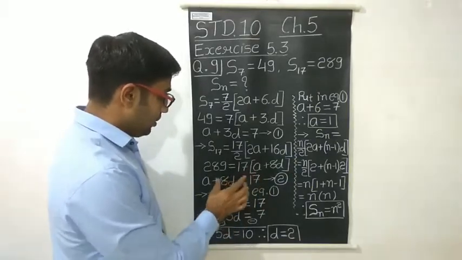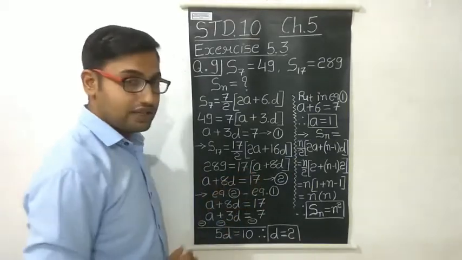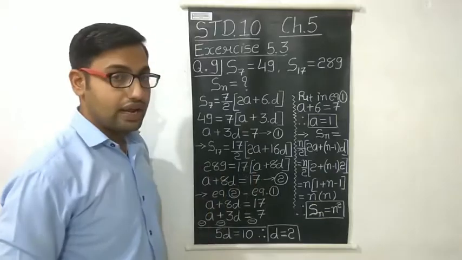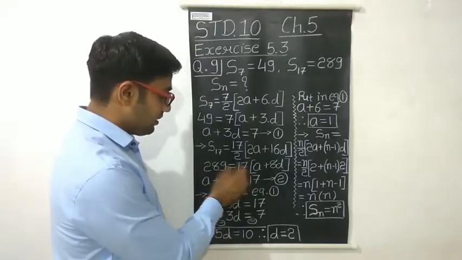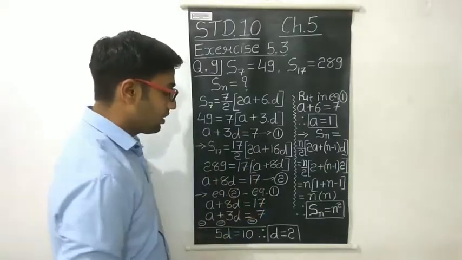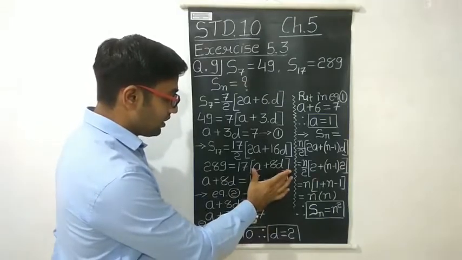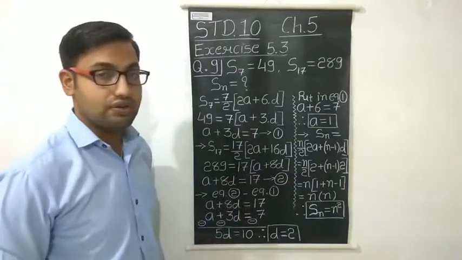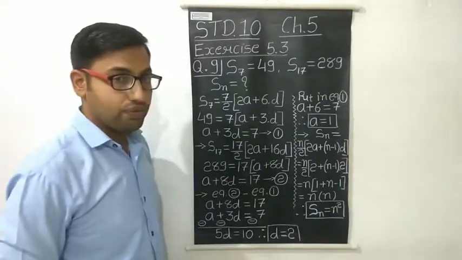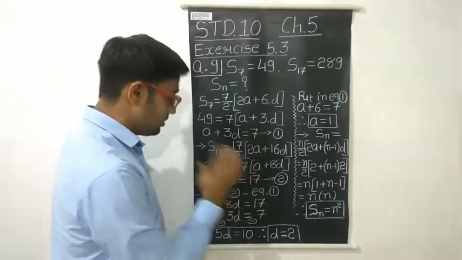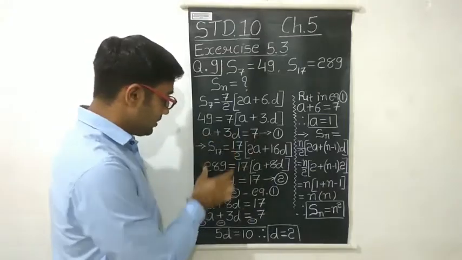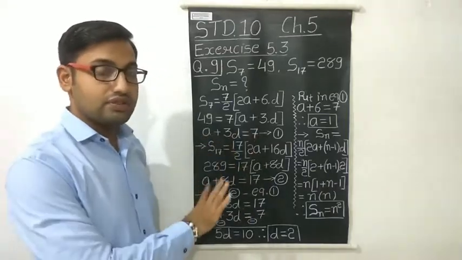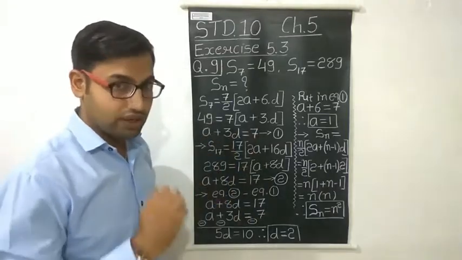Okay, now take this 17 to the left hand side. It will divide 289. 289 divided by 17 equals 17. So here we will get another equation, a plus 8d equals 17. Call it equation number 2. Now we have two equations with two variables a and d. This will become a pair of linear equations in two variables.